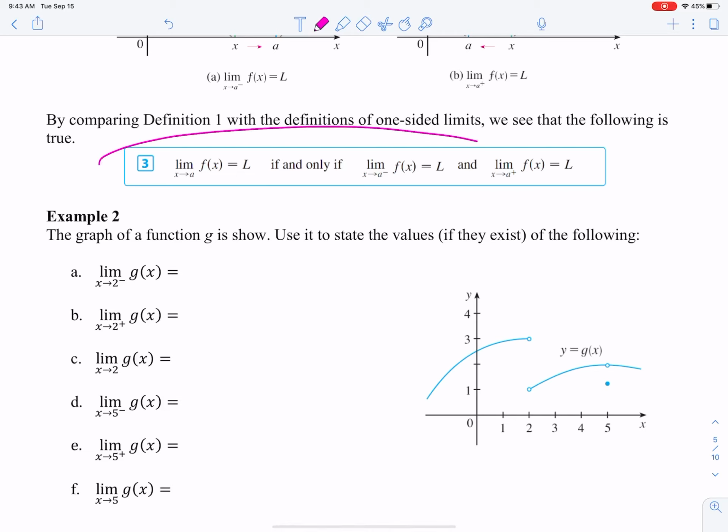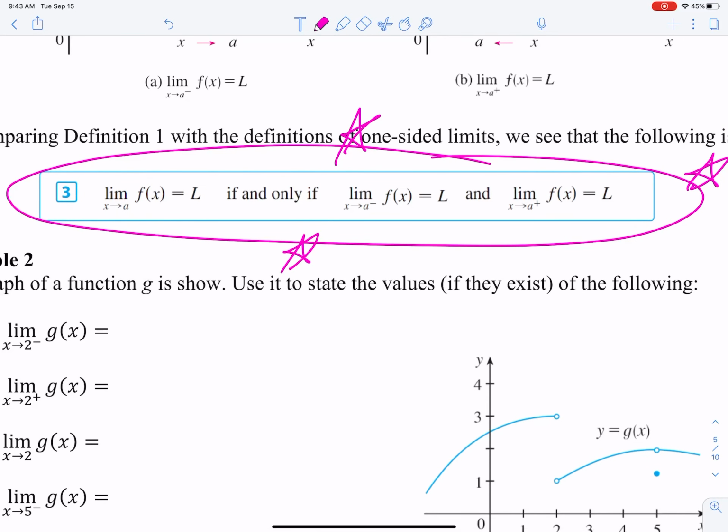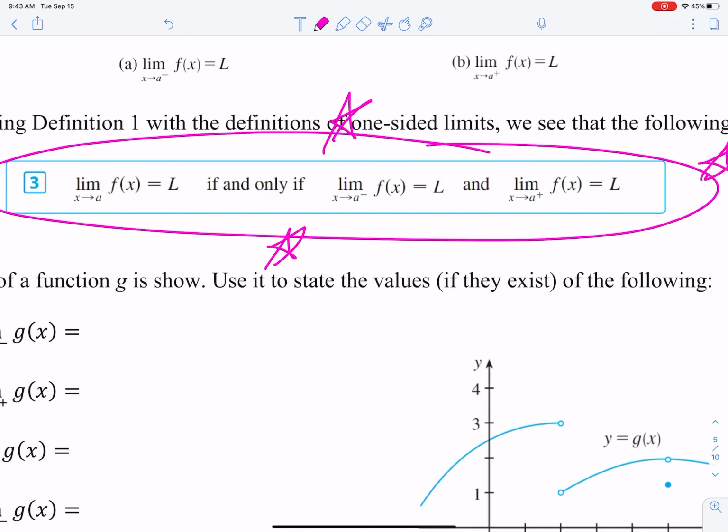Now, this is an important definition. Super duper, incredibly important, right? It looks like a lot of gibberish, but we're going to go through it piece by piece here. So I'm just going to read it first, and then I'll explain all the pieces. So, the limit as x approaches a of f of x equals L, if and only if the limit as x approaches a from the left of f of x equals L, and, so and is important here, the limit as x approaches a from the right of f of x equals L.